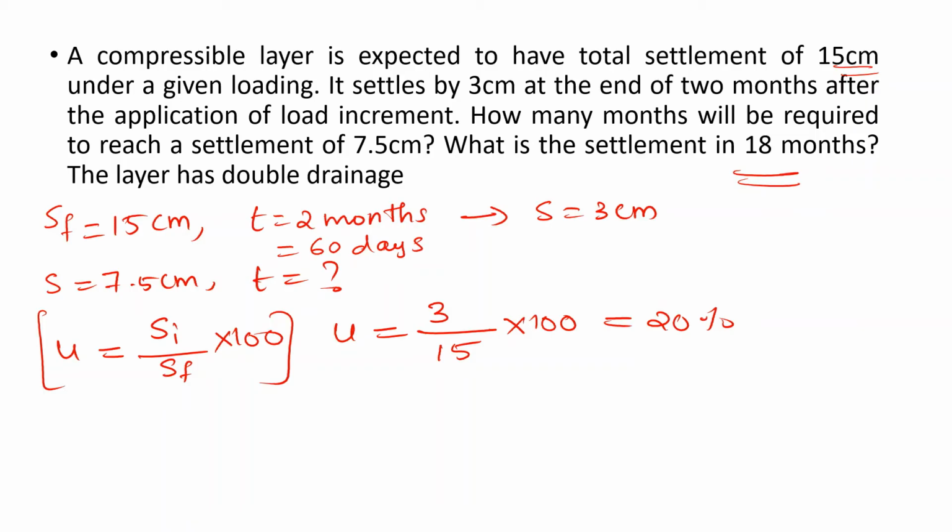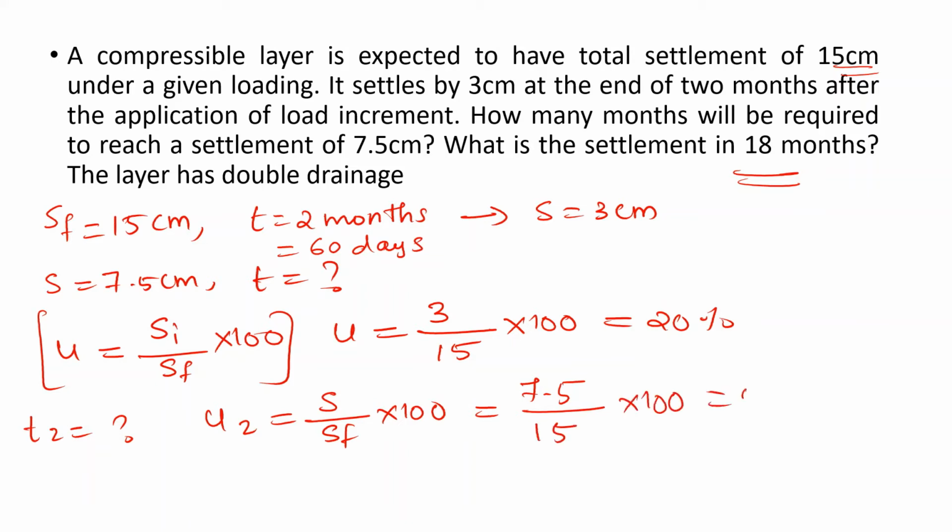Similarly, we need to find out how much time it will take for a settlement of 7.5 centimeter. We can write U corresponding to this is equal to S divided by final settlement into 100. That is, S is 7.5 divided by final settlement 15 into 100, that is 50%. If the degree of consolidation is 50%, how much time will it take?